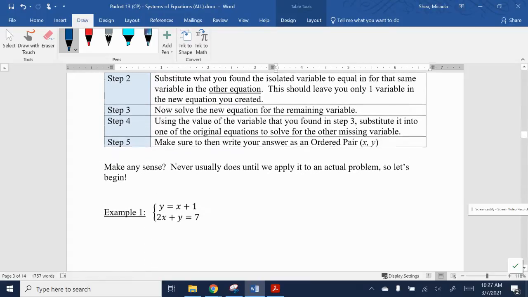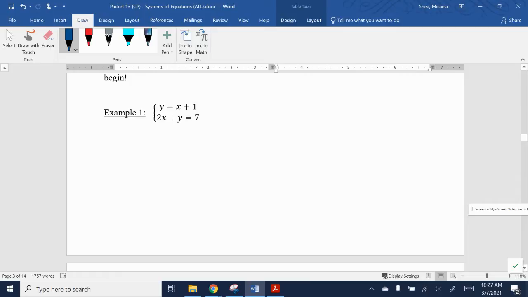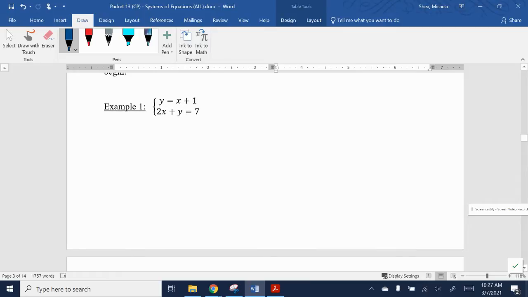I know that sounds confusing, but let's do one together and maybe that'll help. So in this first example, we have y equals x plus 1 and 2x plus y equals 7. So I want you to draw a line. And I'm going to copy down the equation that already has an isolated variable. In this case, our top equation has the y isolated. So I'm going to put y equals x plus 1 on the first side. And then my other equation, 2x plus y equals 7, is going to go on the right.